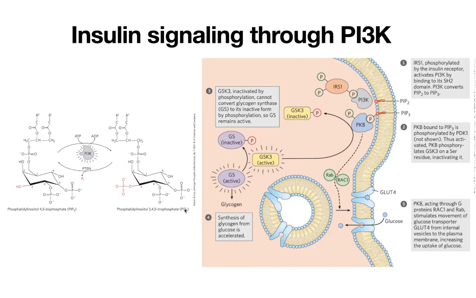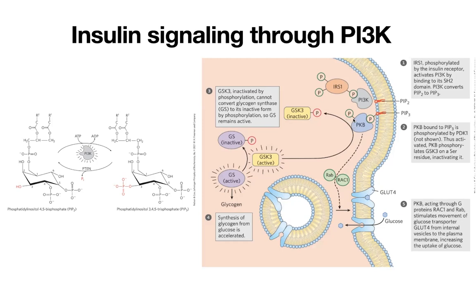Don't confuse this with IP3. This is still a full phospholipid, but it has a third phosphate group on this phosphatidylinositol head. And once it's phosphorylated, now it can bind to PKB. Another kinase, we've got protein kinase B. Protein kinase B is going to bind to PIP3, and it's going to be phosphorylated by another kinase, which is called PDK1. And then this is going to be fully activated.